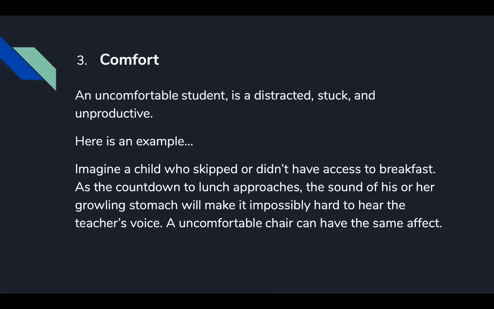As the countdown to lunch approaches, the sound of his or her growling stomach will make it impossibly hard to hear the teacher's voice. An uncomfortable chair can have the same effect. So like Ali was saying, students really need to feel comfortable where they're sitting, and just have the freedom to choose what their comfort zone is, because I know my most comfortable learning position isn't going to be the same as Allie's, and it's not going to be the same as most of you guys that are listening to this.